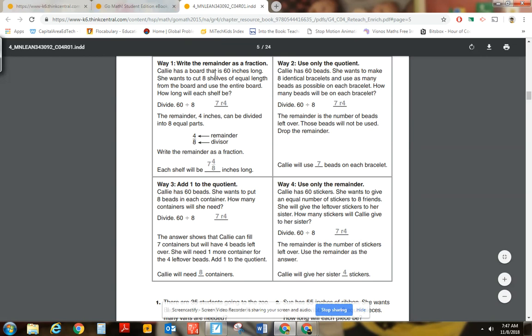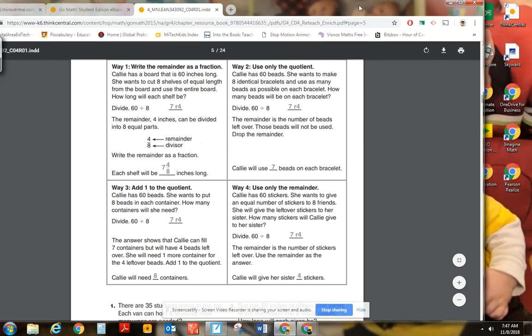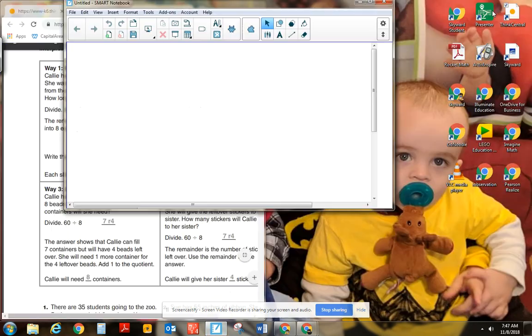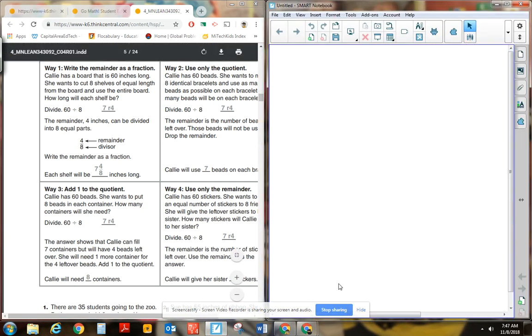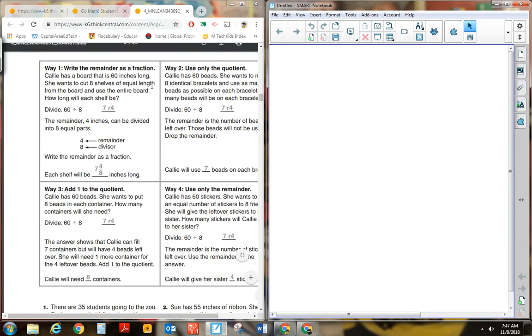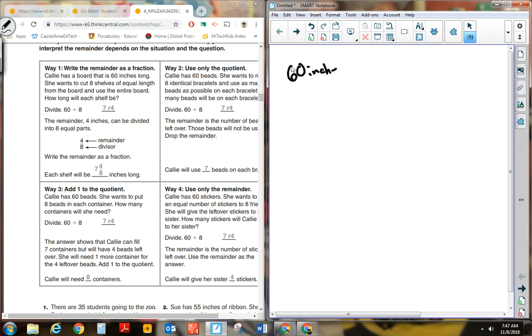So Callie has a board that is 60 inches long. So I'm going to pull this over and pull up some work off to the side. In this problem, Callie has a board that is 60 inches long. She wants to cut 8 shelves of equal length. So each shelf is going to be equal lengths. So we have 60 inches. We're going to divide that by 8 shelves, right? So right now, our division problem is 60 divided by 8. And that looks like this, right?